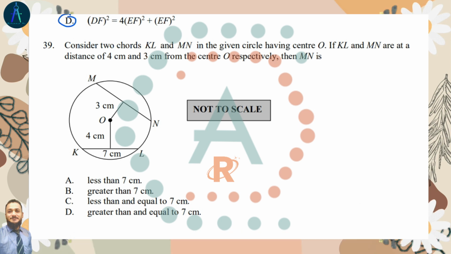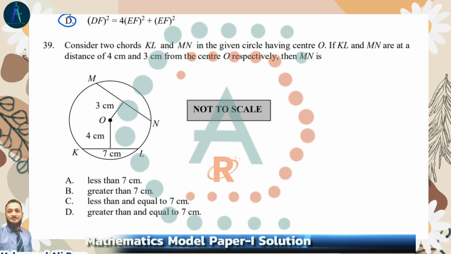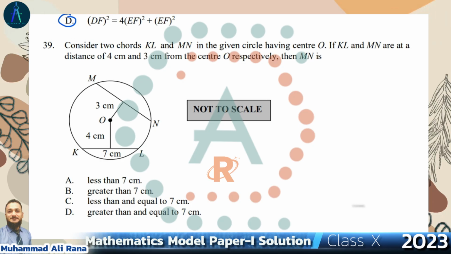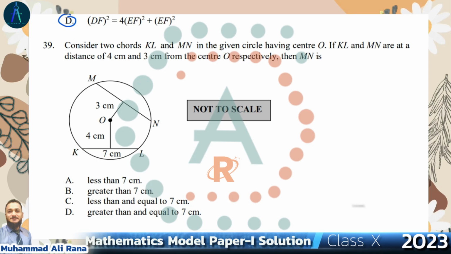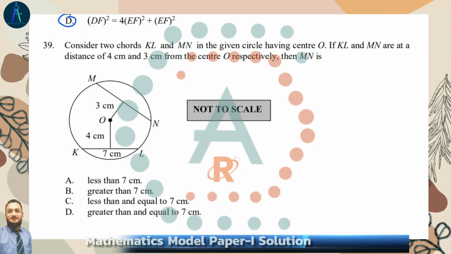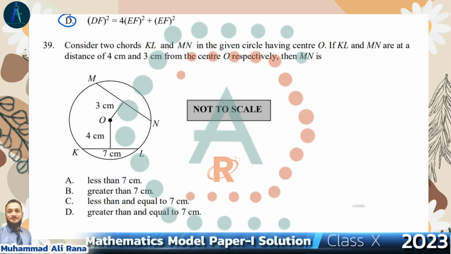The chord that is near to the center is greater, while the chord that is away from the center is smaller. So if KL is equal to 7, that is far from the center of the circle, the chord MN will be greater than 7 because the distance of this chord from the center is less. So the correct answer will be option B.